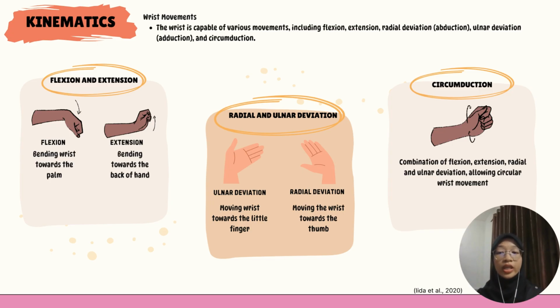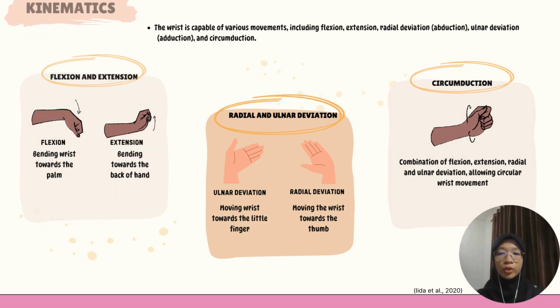For radial deviation and ulnar deviation, radial deviation is when the wrist moves toward the thumb side, the proximal carpal row shifts toward the ulna, while the distal row shifts toward the radius. While for ulnar deviation, the wrist moves toward the little finger side, the proximal carpal row shifts toward the radius, while the distal row shifts toward the ulna. For circumduction, the ability to perform circular motion is a result of combining flexion, extension, radial deviation, and ulnar deviation. This movement is crucial for tasks that require a wide range of wrist motion.